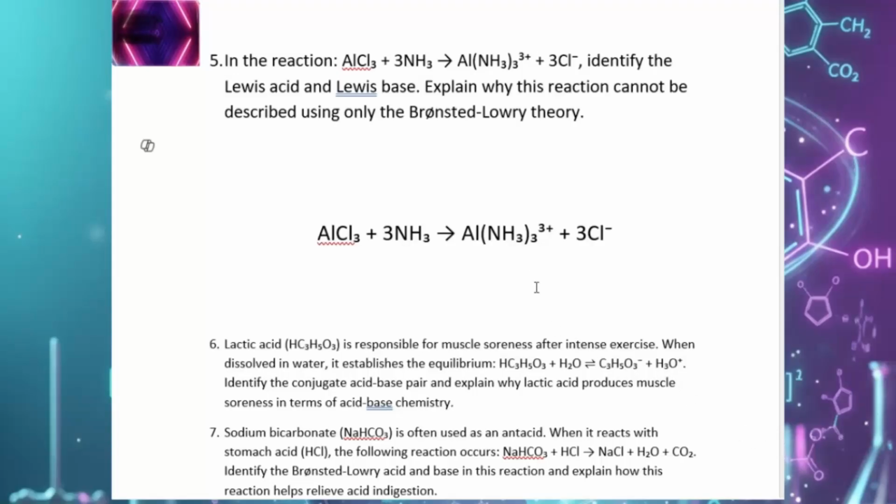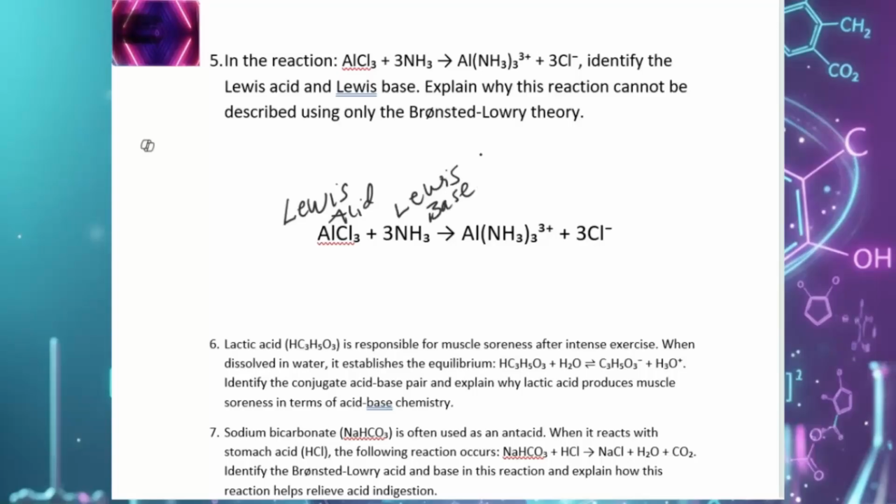The Lewis acid in this particular case is the AlCl3. Specifically, the aluminum ion that you see there accepts electron pairs. So when you look at AlCl3, that will be considered the Lewis acid. I'm going to put Lewis acid for this one. And then obviously, you know that NH3 is the Lewis base.